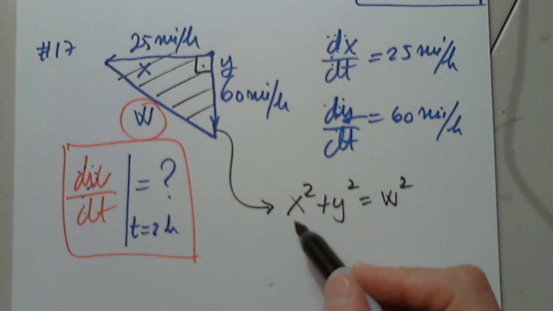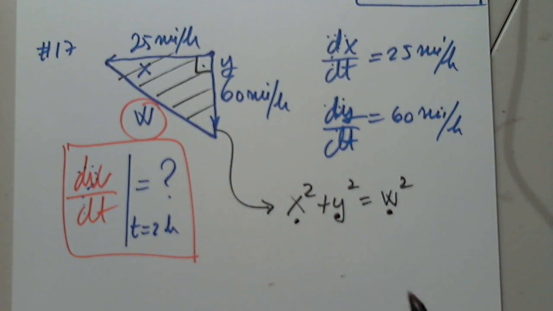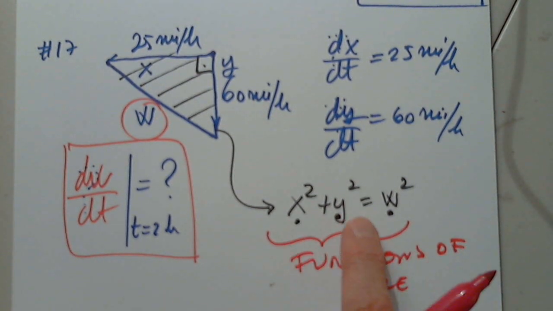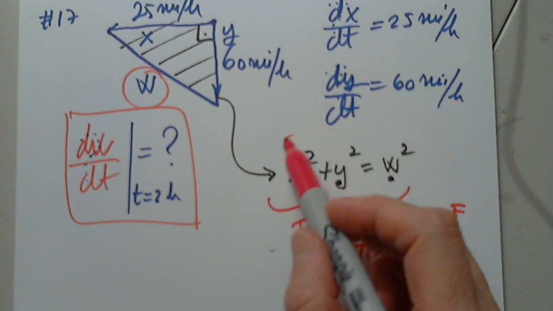Awesome. Now I'm going to put a little dot under all three. Why do I need to put a little dot under these three letters? To remind myself what? To differentiate? Yes, but to remind myself that they are all functions of time. This changes with time, this changes with time, this changes with time. Awesome. Now we are differentiating.